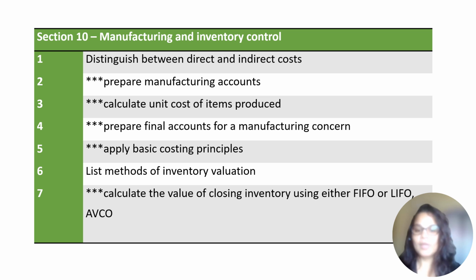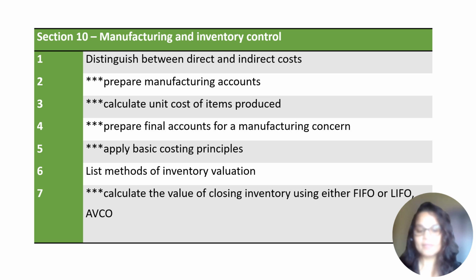So you prepare manufacturing accounts to calculate the unit cost of the items produced. And I see several times a few marks are given away just for you to calculate the unit cost of the item produced, right? Prepare final accounts for the manufacturing concern. Apply basic costing principles. And calculate the value of closing inventory using FIFO, LIFO, and AVCO. So first in, first out, last in, first out, and the average costing.